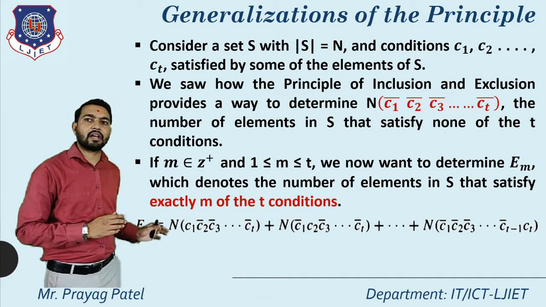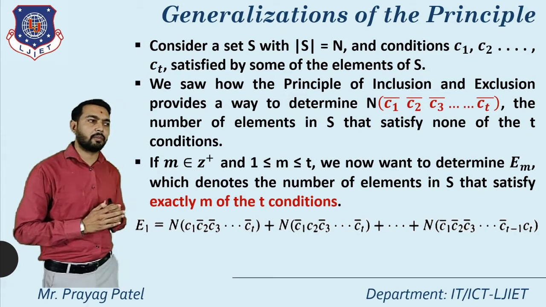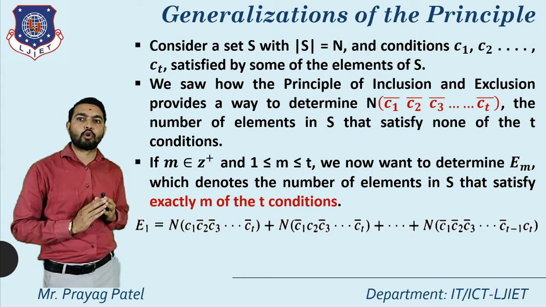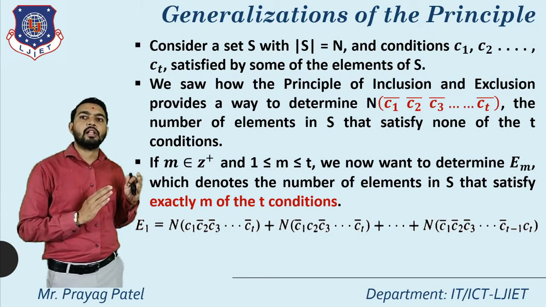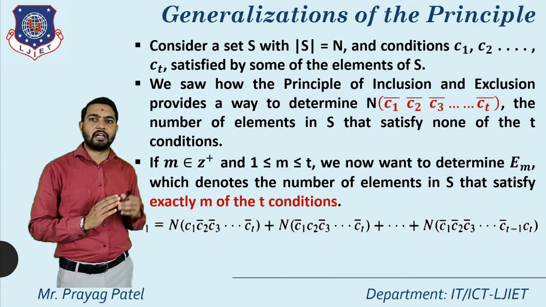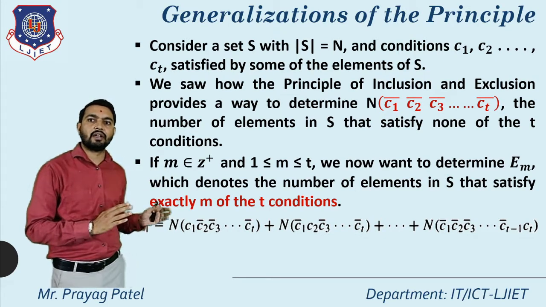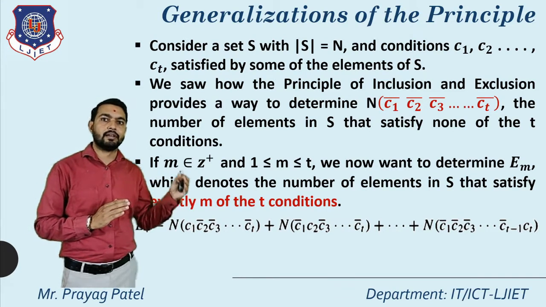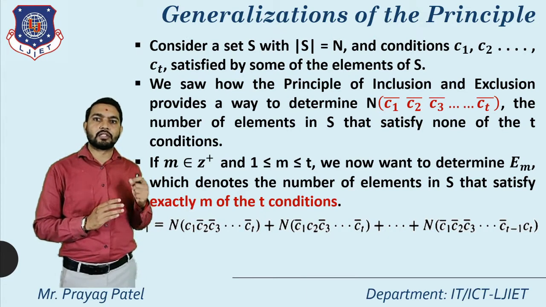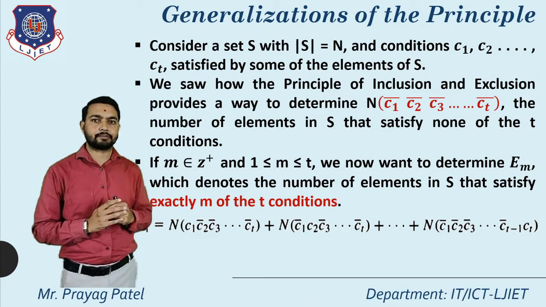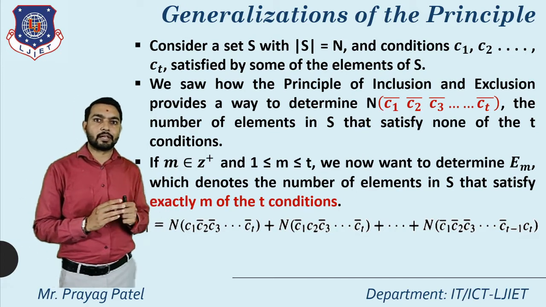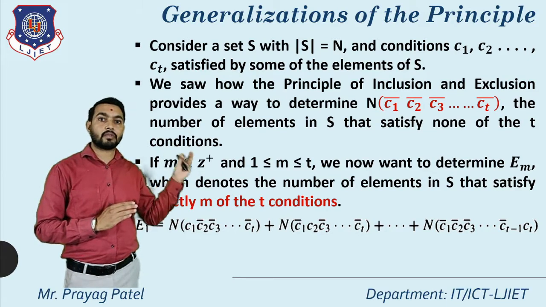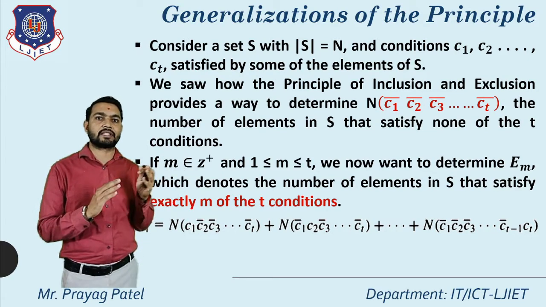Now for this, we consider the first equation as E of 1. That means exactly one condition is satisfied, which is called E1. So the common equation for E1 is N(C1, C2', C3' up to Ct') where only C1 is without complement and all the remaining are considered as complements, plus the second term N(C1', C2, C3' up to Ct'), up to the last term N(C1', C2', C3' up to C(t-1)', Ct).